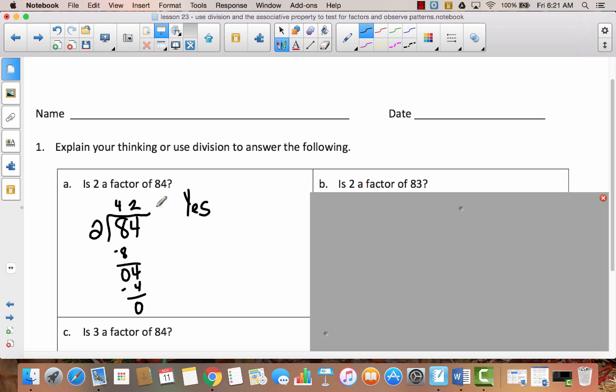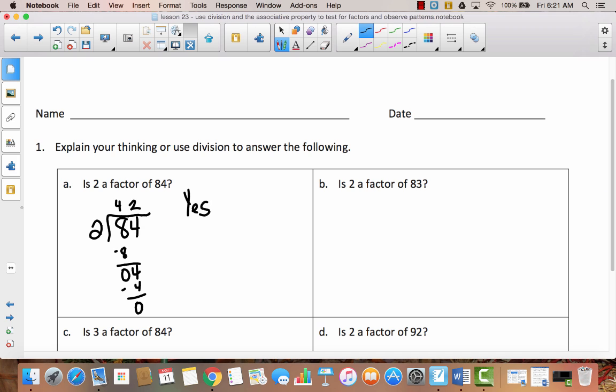Now, if I didn't use this division problem, I could explain my thinking, because 2 is one of those numbers that tells me when I divide something by 2, I'm going to put it into 2 equal groups. Well, because 84 is an even number, and I know this because the 4 in the ones place is even, that tells me that I should be able to evenly divide this number into 2 groups. That's what it means to be even. Any number that can be put into 2 groups with no remainder is an even number. Therefore, any even number can be divided by 2 without a remainder.